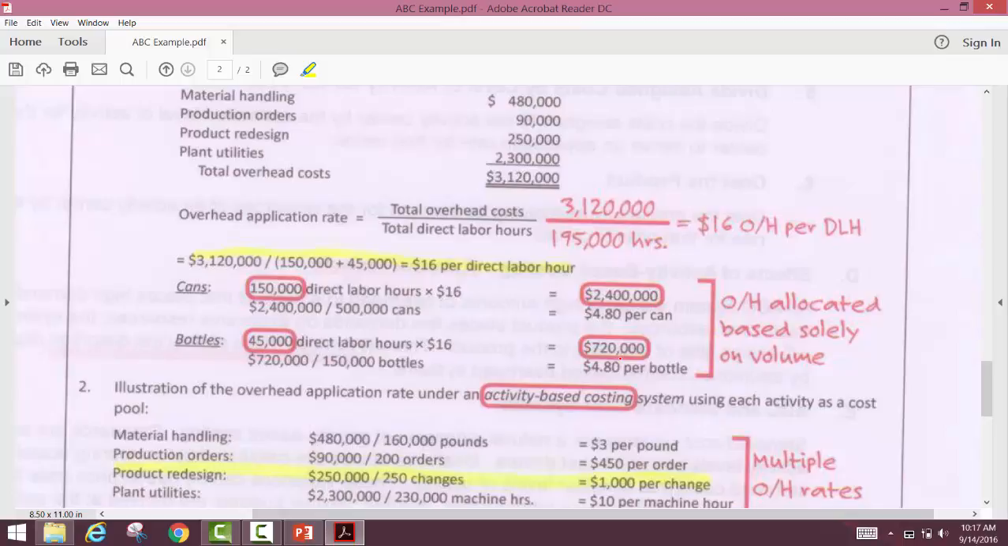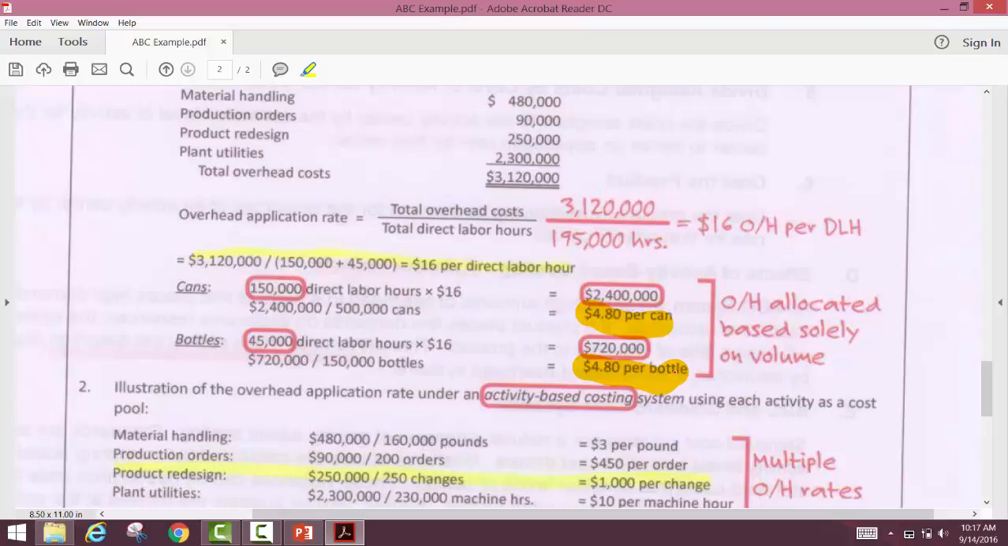Okay, and when you do that, they take the number of bottles and the number of cans, and in this example, it was engineered so that it would come out the same. It comes out to exactly the same, doesn't it? $4.80 per can, $4.80 per bottle.